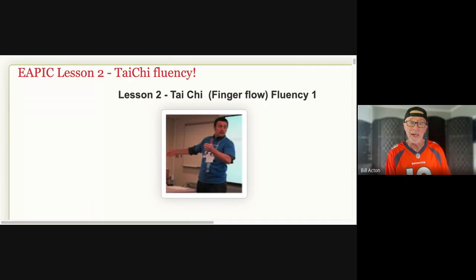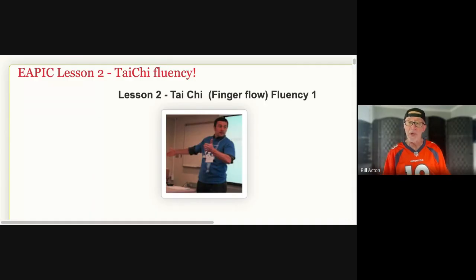All right. Notice it's Tai Chi Finger Flow Fluency 1. A finger flow because this is the technique. You can see it here. Just hands sort of circle clockwise, like you're circling a softball, about that size, something like that. Fingers are very relaxed, and it's fluency number 1.